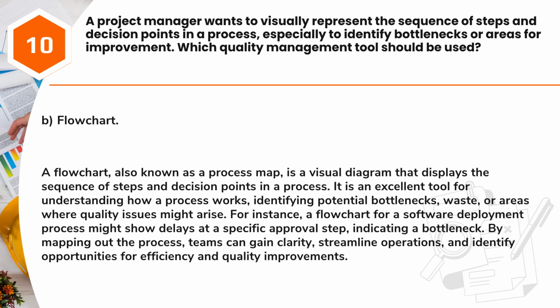Answer: B. Flowchart. A flowchart, also known as a process map, is a visual diagram that displays the sequence of steps and decision points in a process. It is an excellent tool for understanding how a process works, identifying potential bottlenecks, waste, or areas where quality issues might arise. For instance, a flowchart for a software deployment process might show delays at a specific approval step, indicating a bottleneck. By mapping out the process, teams can gain clarity, streamline operations, and identify opportunities for efficiency and quality improvements.